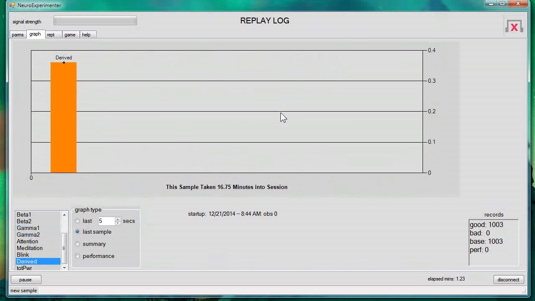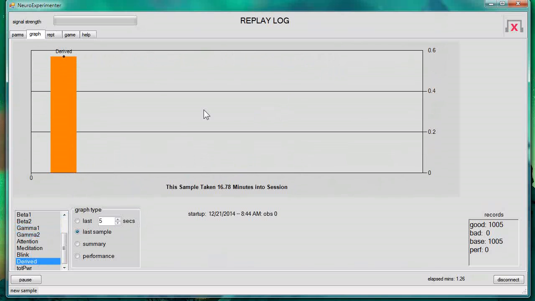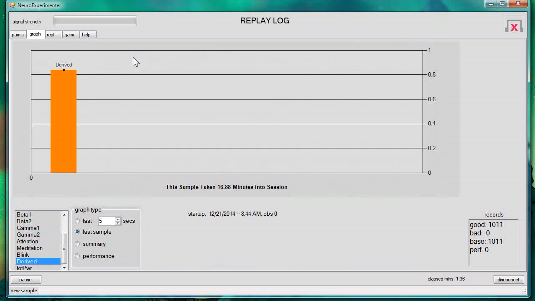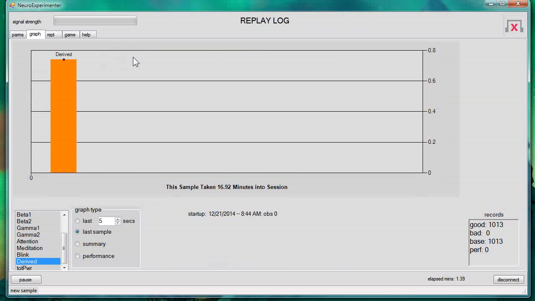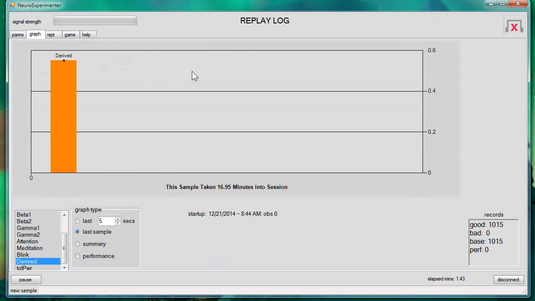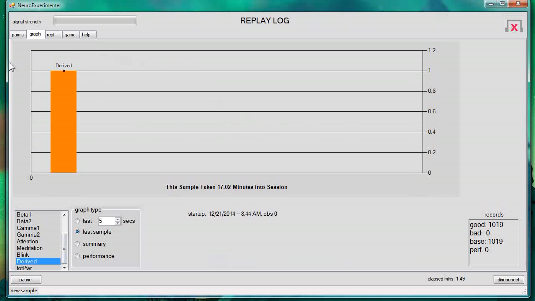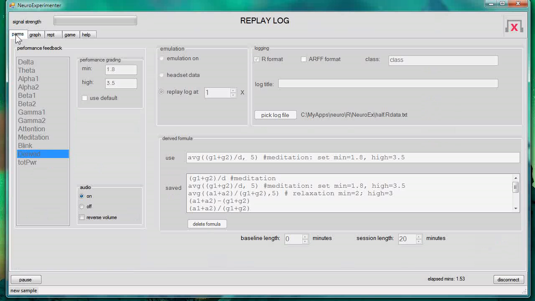It's not terribly useful, however, with something like meditation to use visual feedback. Probably you just want to listen to the audio feedback and pay attention to that. Now let's assume that you're done with the session and that you're at the end. So what you would do at that point, let me speed this up again.